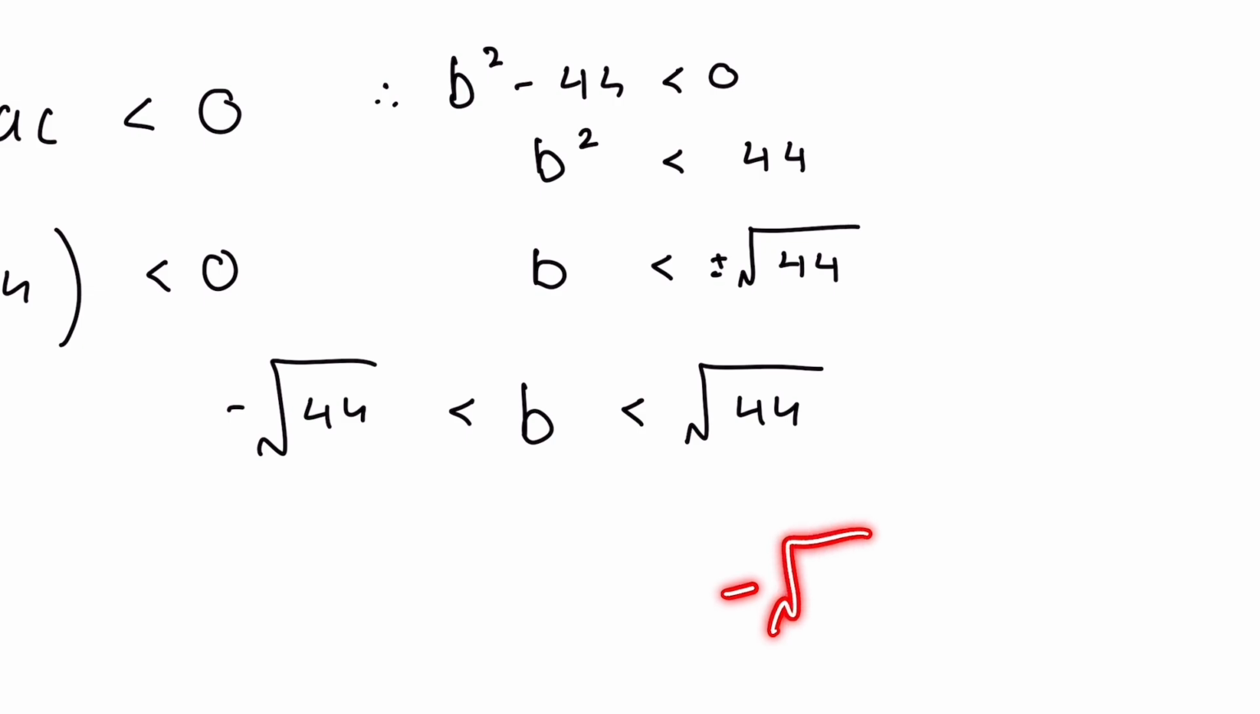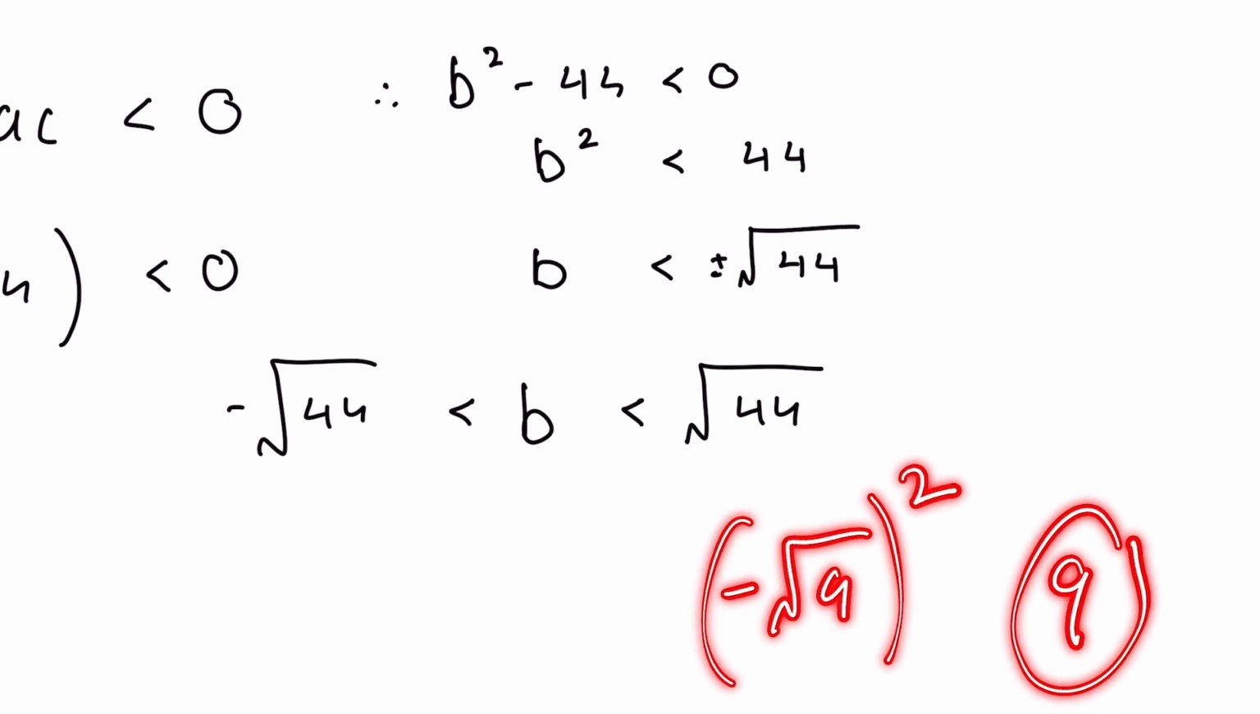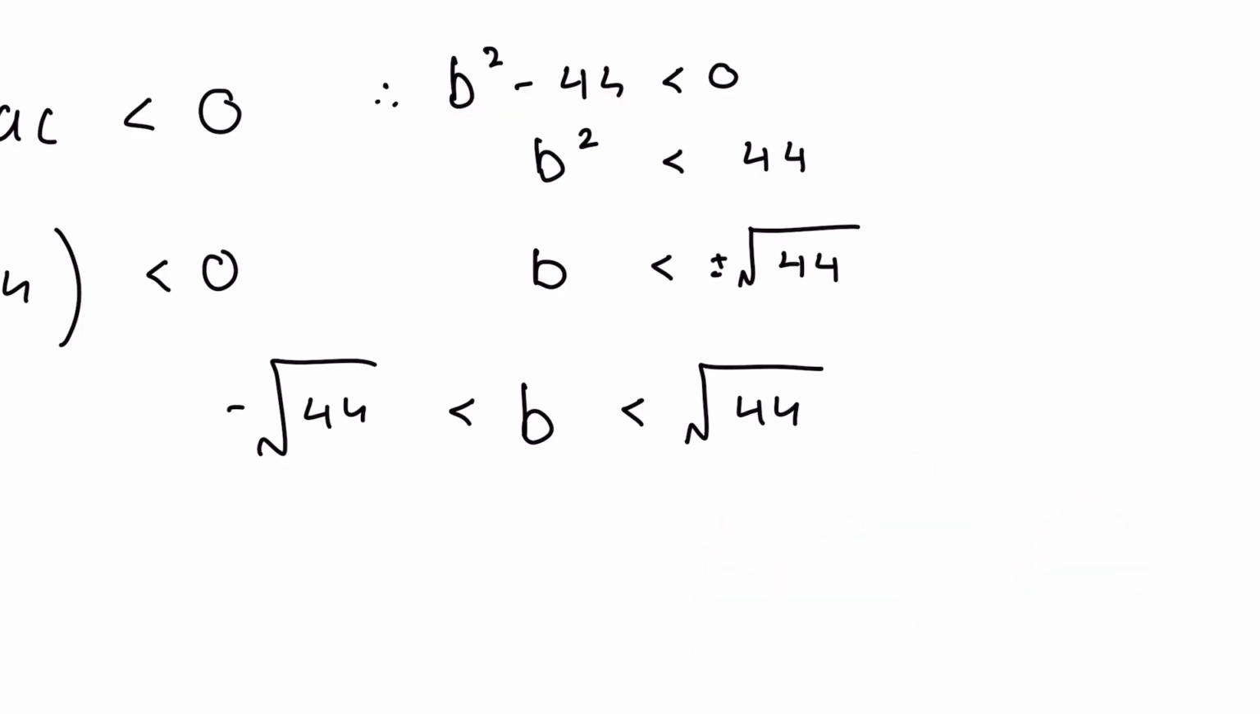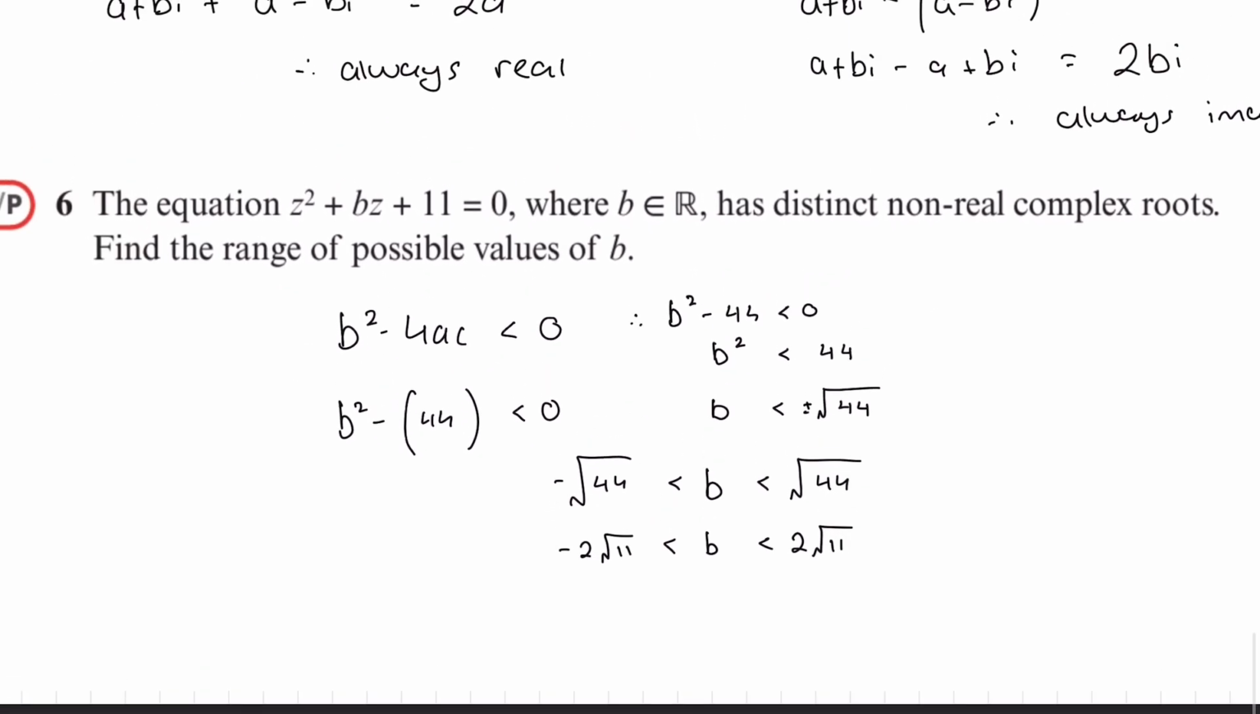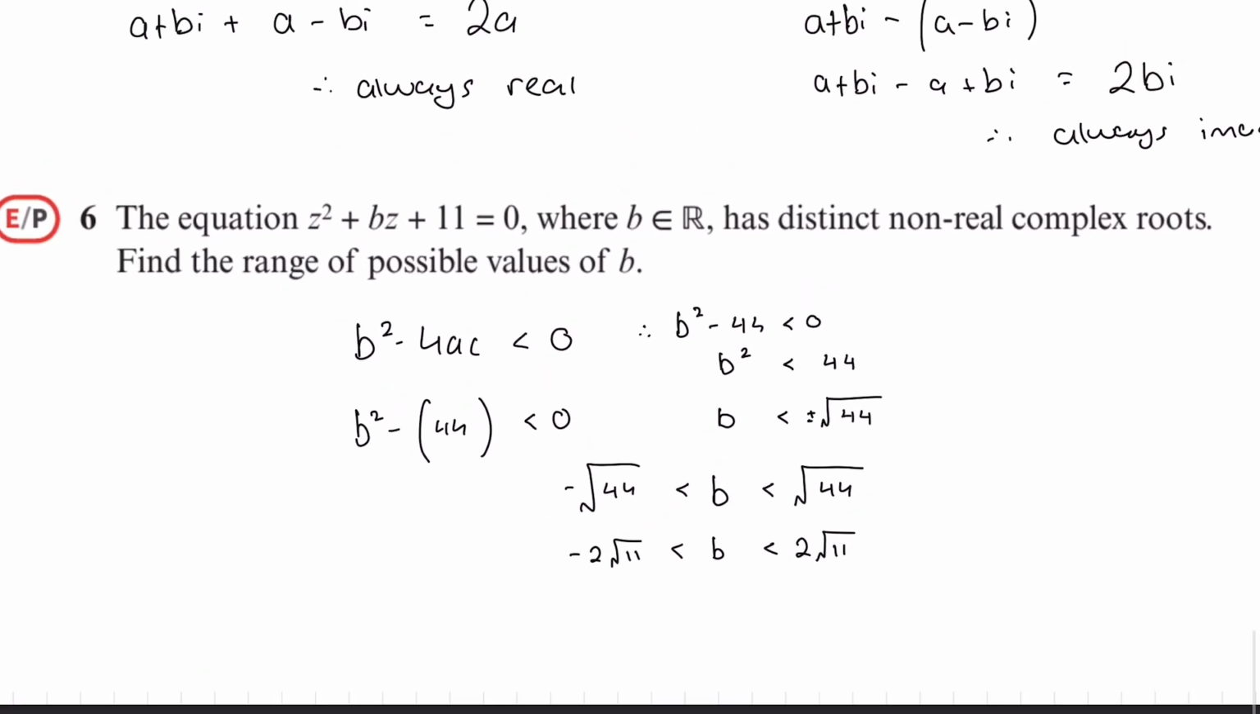Negative root 9, for example, squared would get me 9. And then naturally, let's check it out now. 9 minus 44, yes, less than 0. So we can keep it in that form, or we can say b is less than 2 root 11 and larger than negative 2 root 11. Both would be acceptable. And we are good there for our possible range of b. And that ends the video.